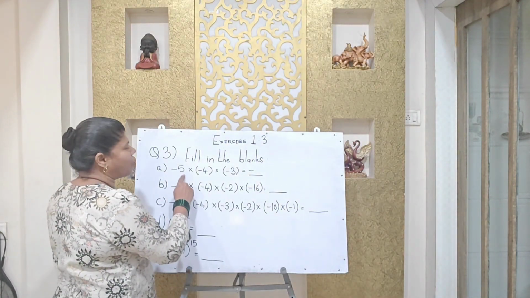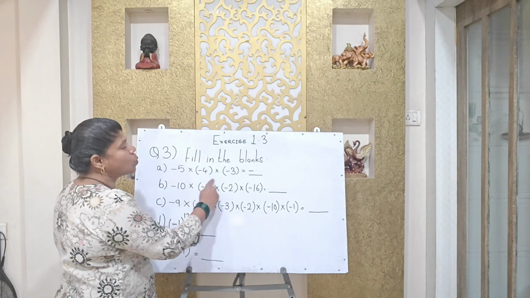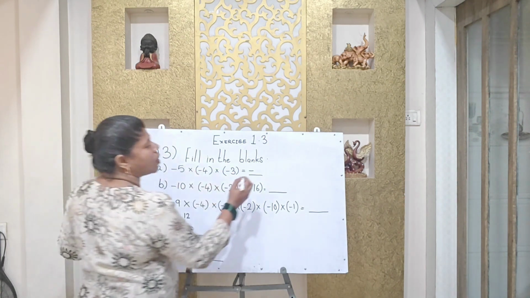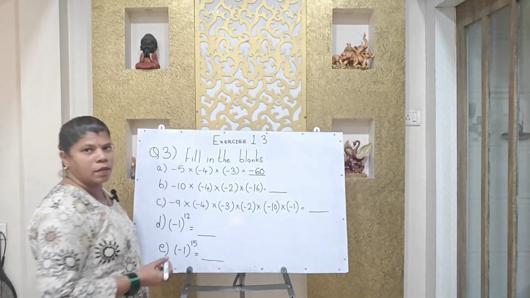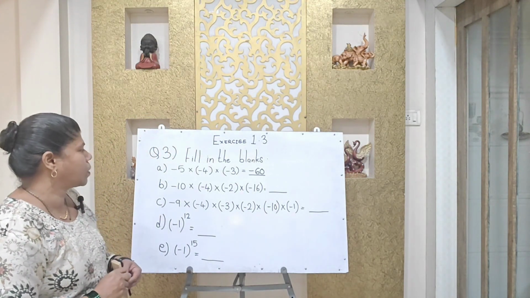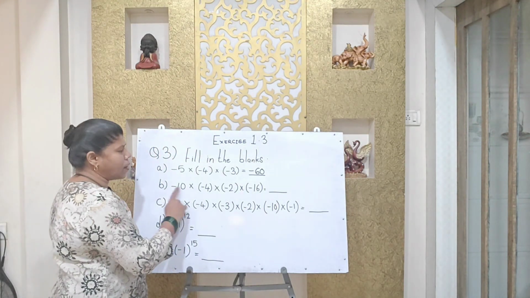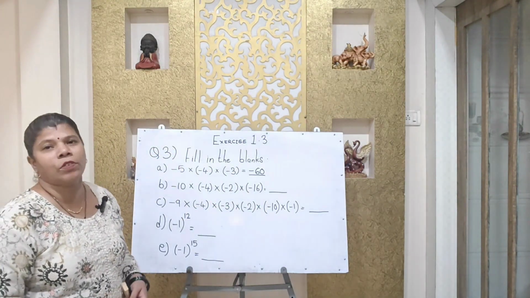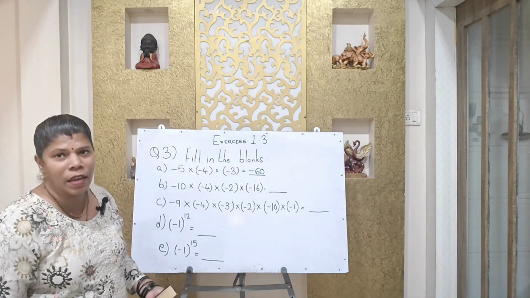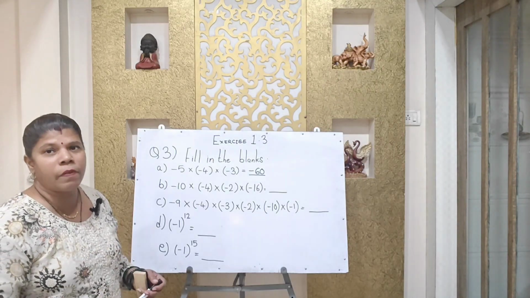Now, multiply: 5 4s are 20, 20 3s are 60. Our answer will be minus 60. Okay, now next one. Count the signs: 1, 2, 3, 4. 4 times negative, and 4 is an even number. So our answer will be positive.